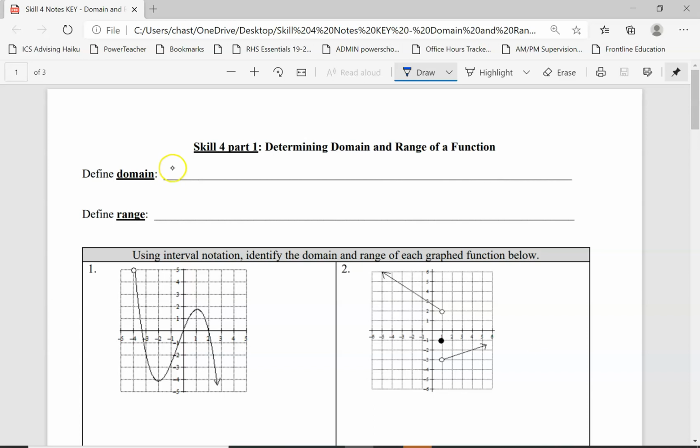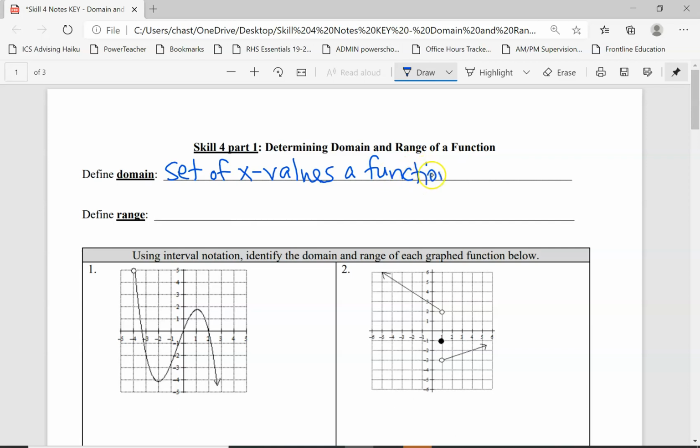So the domain of any function is the set of x values that a function can take on. And the range is going to just be the set of y values that a function takes on.